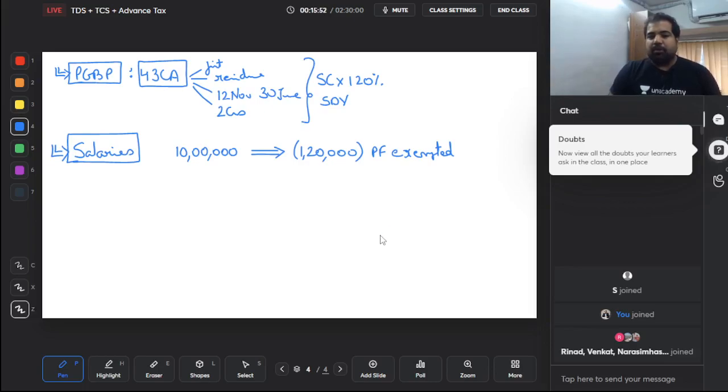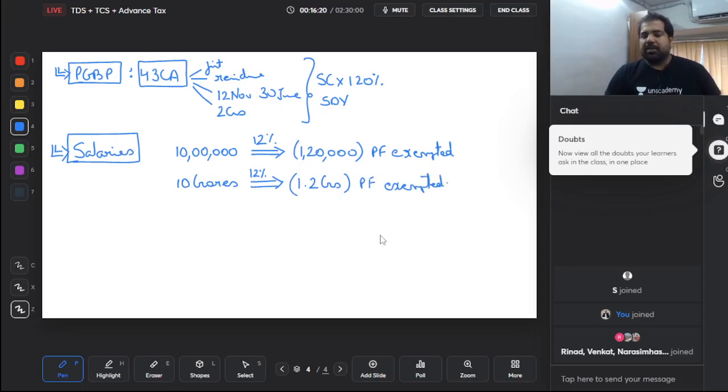For someone who's earning 10 lakh rupees, the exemption is only 1,20,000. But imagine your salary is 10 crores. And there are people in India whose salary is really high. So if you take 12% of that and the employer contributes 1.2 crore rupees in his PF account, then he should also get exemption. But the government says we can't afford to give such a huge exemption. They say this is too much to give, and hence they've come up with a small change.